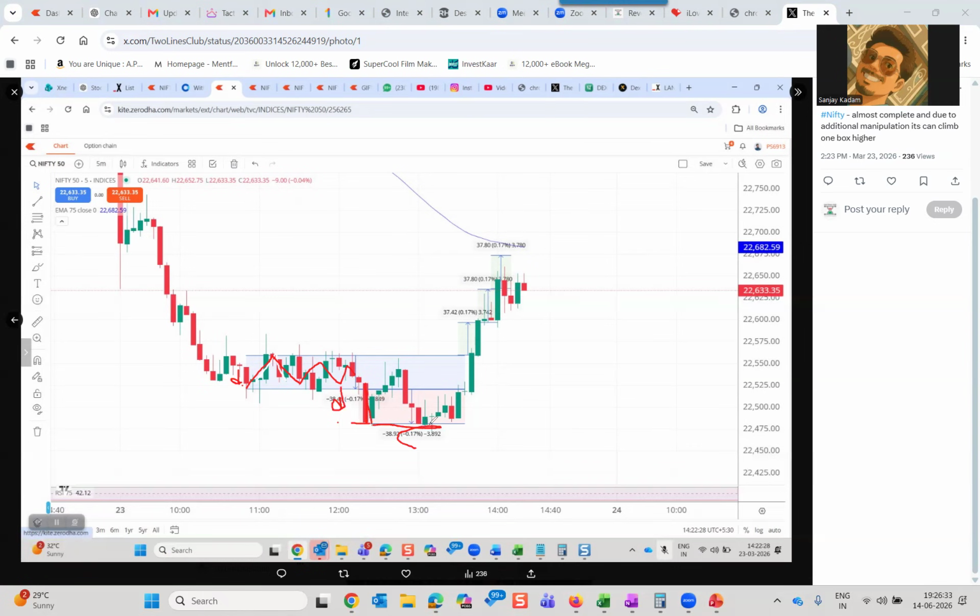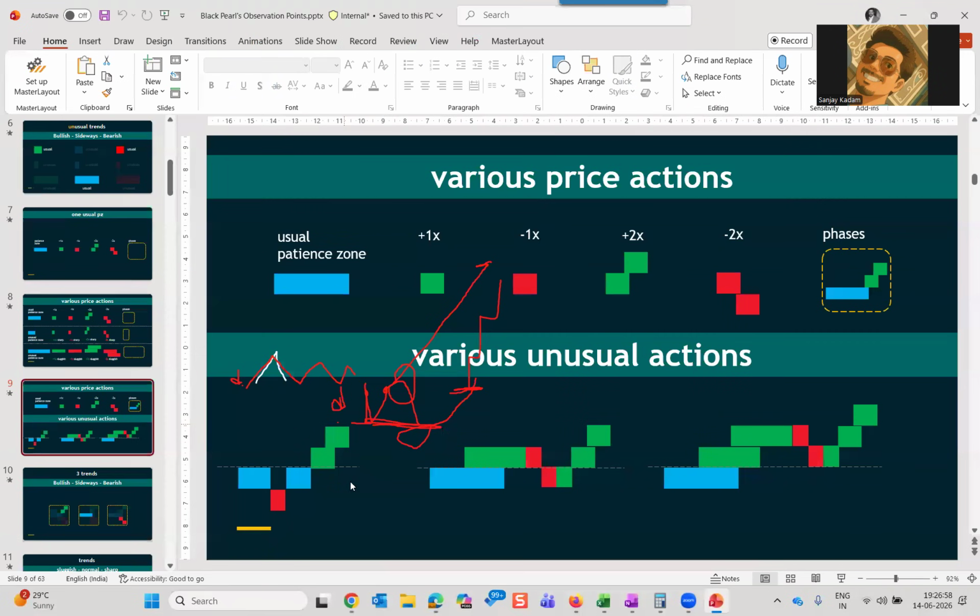This is 0.17 again, and the moment price is crossing this, it should go to this. But additionally, someone again manipulated, again tested this boundary, but it is still respecting the boundary. So that means this time it is going to happen. And this time price has crossed, and you can see sharp candles. And this resembles this part.